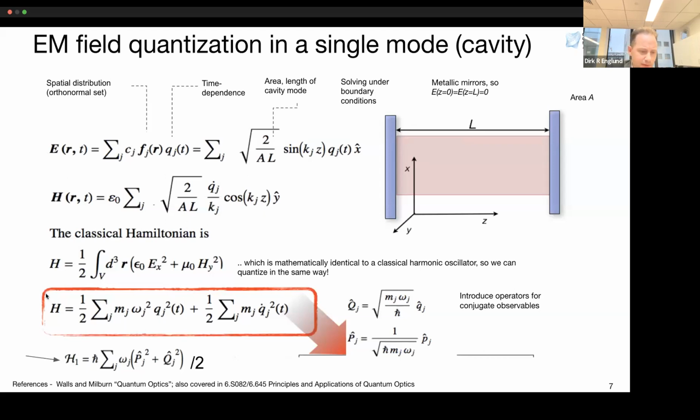Then the Hamiltonian that's written here, which associates the Ex component with Q and the Hy component with Q dot, the velocity, can be written in this form in terms of normalized operators. There's the normalized momentum operator P sub j squared plus the normalized position operator Q sub j squared. So this whole thing, multiplied by h bar omega j over 2, is the energy of the harmonic oscillator.